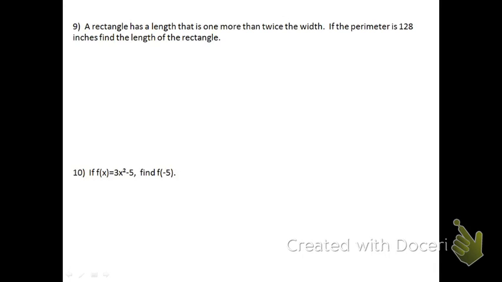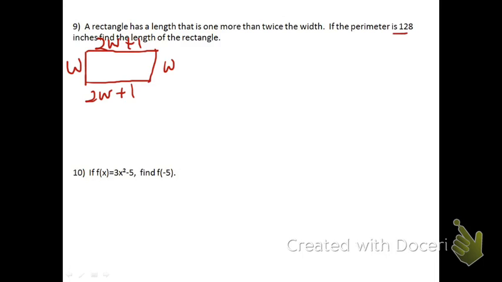Okay, here we have a rectangle whose length is 1 more than twice the width. So let's always draw a picture. So the length depends on the width. So I'm going to say my width is W, so my length is 1 more than twice that. Alright, so now I've got the lengths and widths represented in terms of one variable.